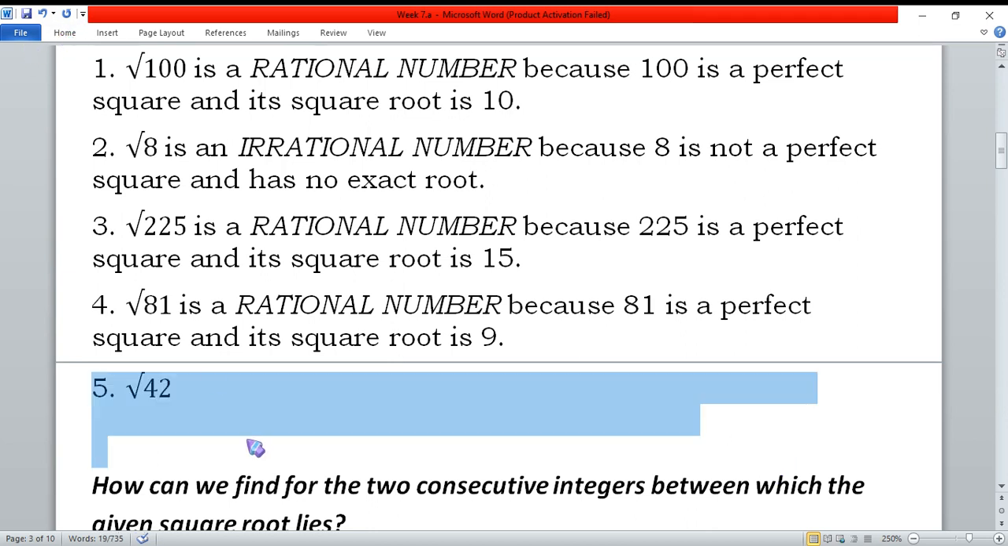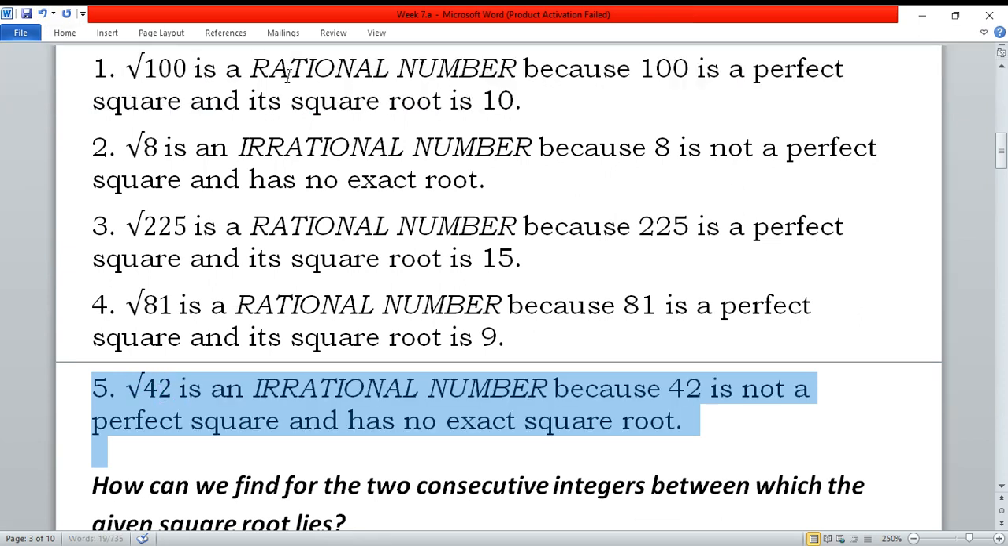Okay? So how about this, square root of 42? Square root of 42 is not a rational number because we cannot find a number that, multiplied by itself, gives a product of 42. It would not be possible. So hindi siya a rational number. So ayan, square root of 42 is an irrational number because 42 is not a perfect square and has no exact square root.